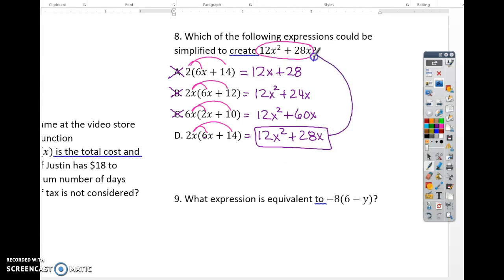This is the same as this, so the answer is D. That's how you're going to do number 9. You need to distribute and find the answer. Okay, problem number 10 is the last one I'm going to do with you.